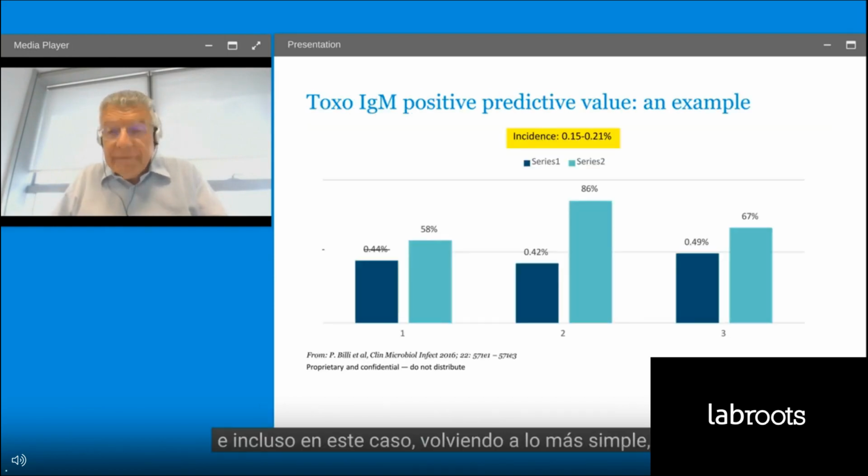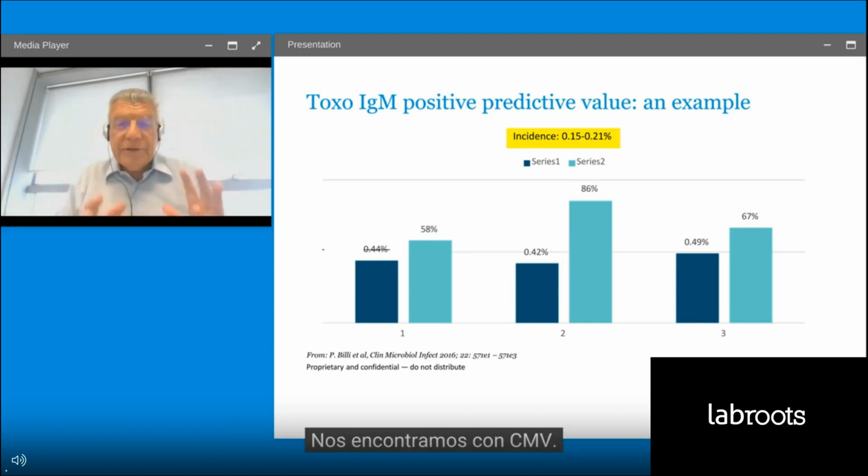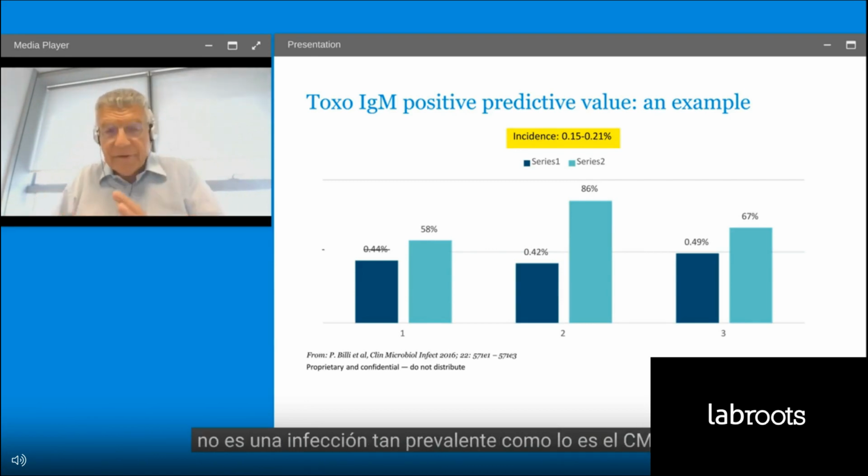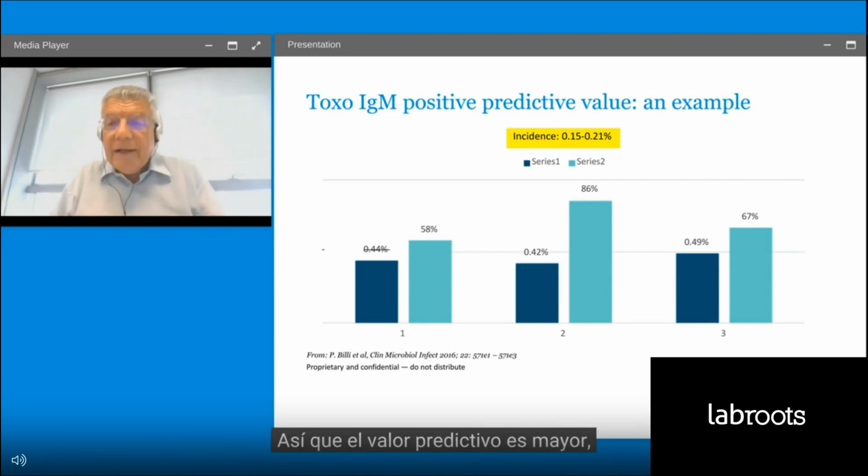And even in this case, going back to the simplest thing, which should be the IgM reactivity, we have the same issue about predictivity we did encounter with CMV. The difference here is that toxoplasmosis is not so prevalent as an infection as CMV is. So the predictive value is higher, but it is not 100%. This is a real-life observation from my country, from Italy. They took 3 years of routine.